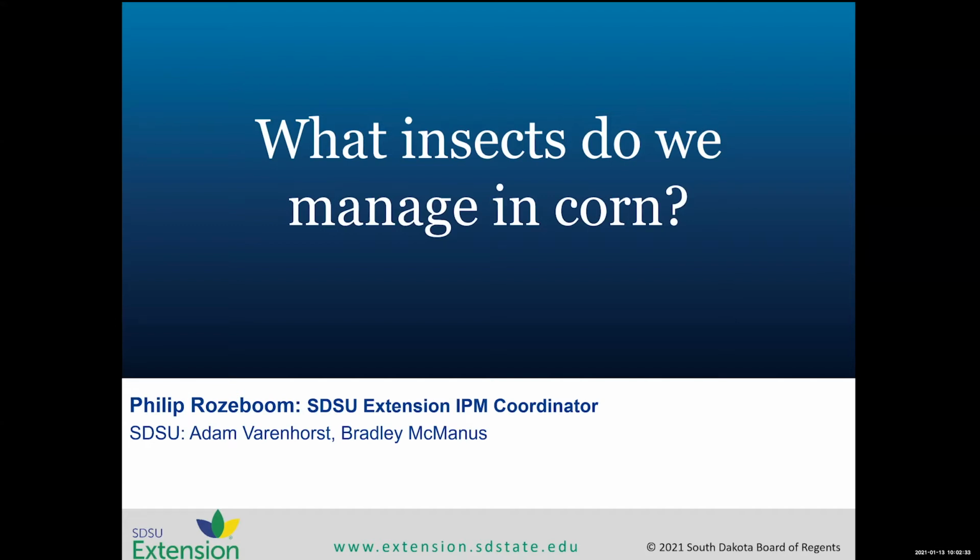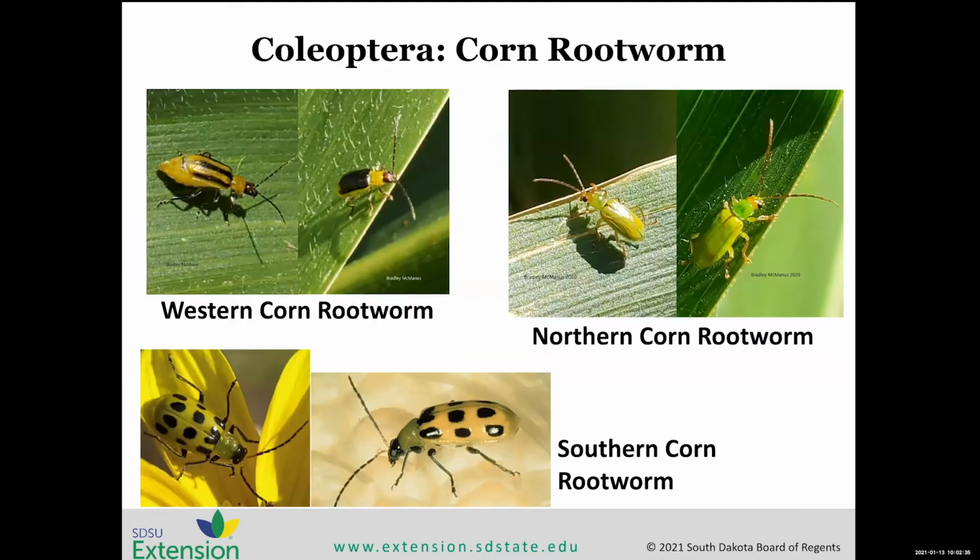Moving on to the presentation, we have three major groups of insects that are your primary pests of corn. The first group will be Coleoptera, that's your beetles. The next group will be Hemiptera, your true bugs. And then the last group we'll cover today will be Lepidoptera, your moths. So the first insect that we really recommend to watch in your cornfield this coming year is your corn rootworm.